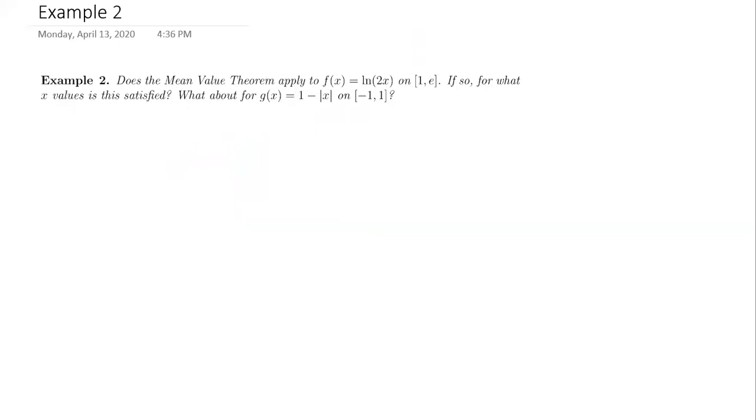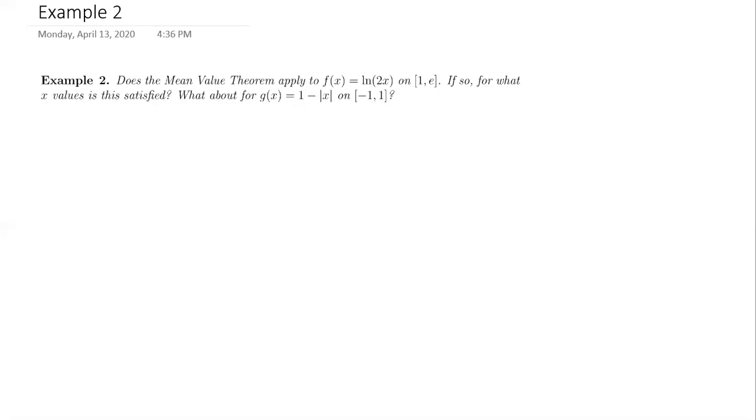Now let's again do an example, just like we did in the previous video. Okay, so does the mean value theorem apply to f of x equal to ln of 2x on the interval 1, e? If so, for what values x is that satisfied? So what are the x values such that the slope of the tangent line equals the slope of the secant line between f of 1 and f of e, right? Those two values, okay?